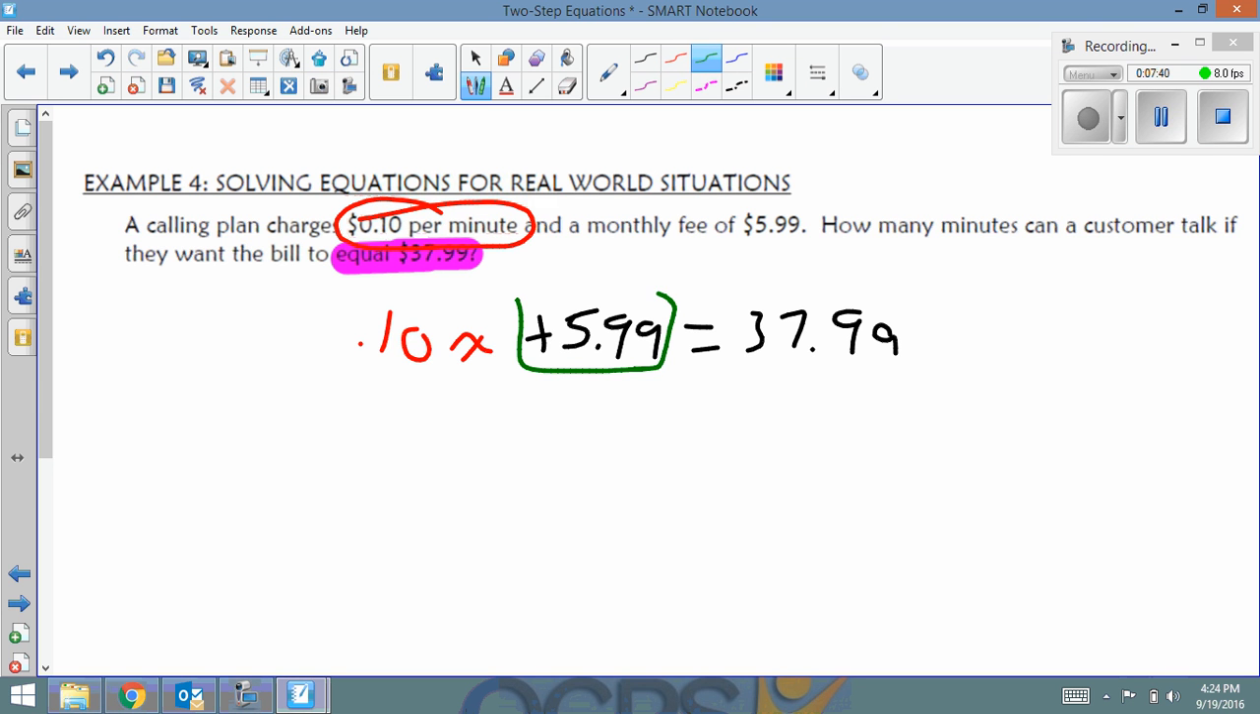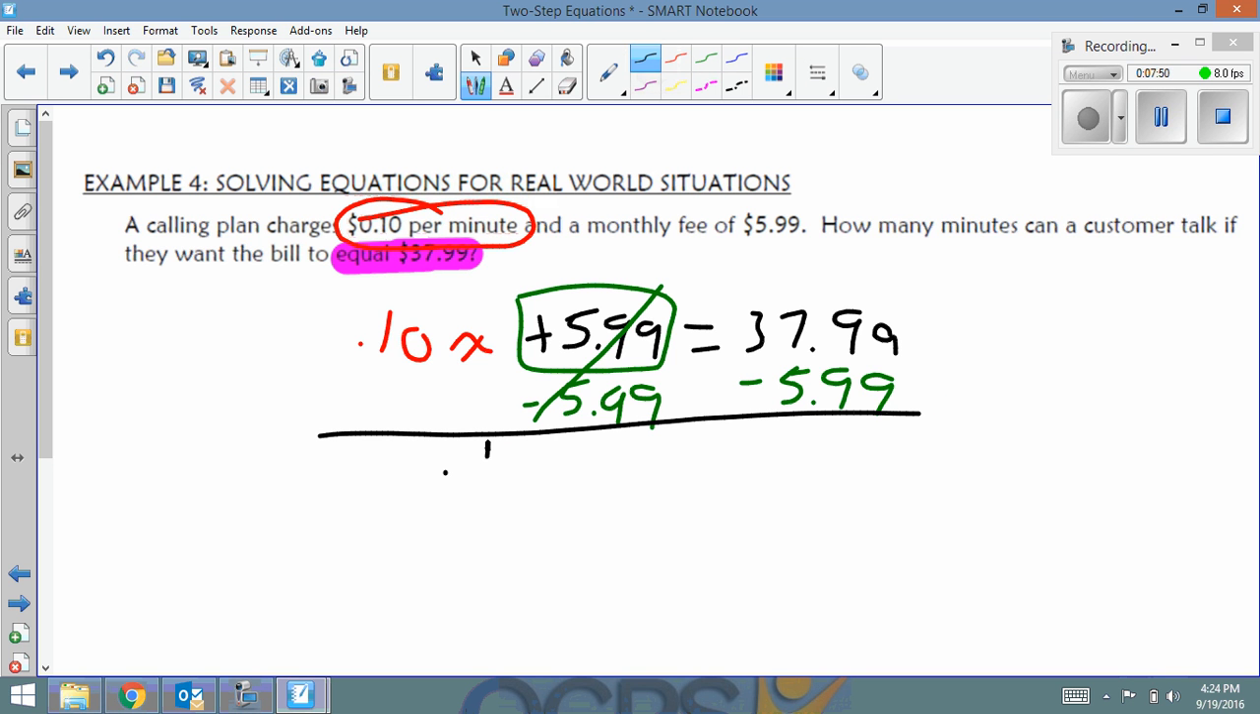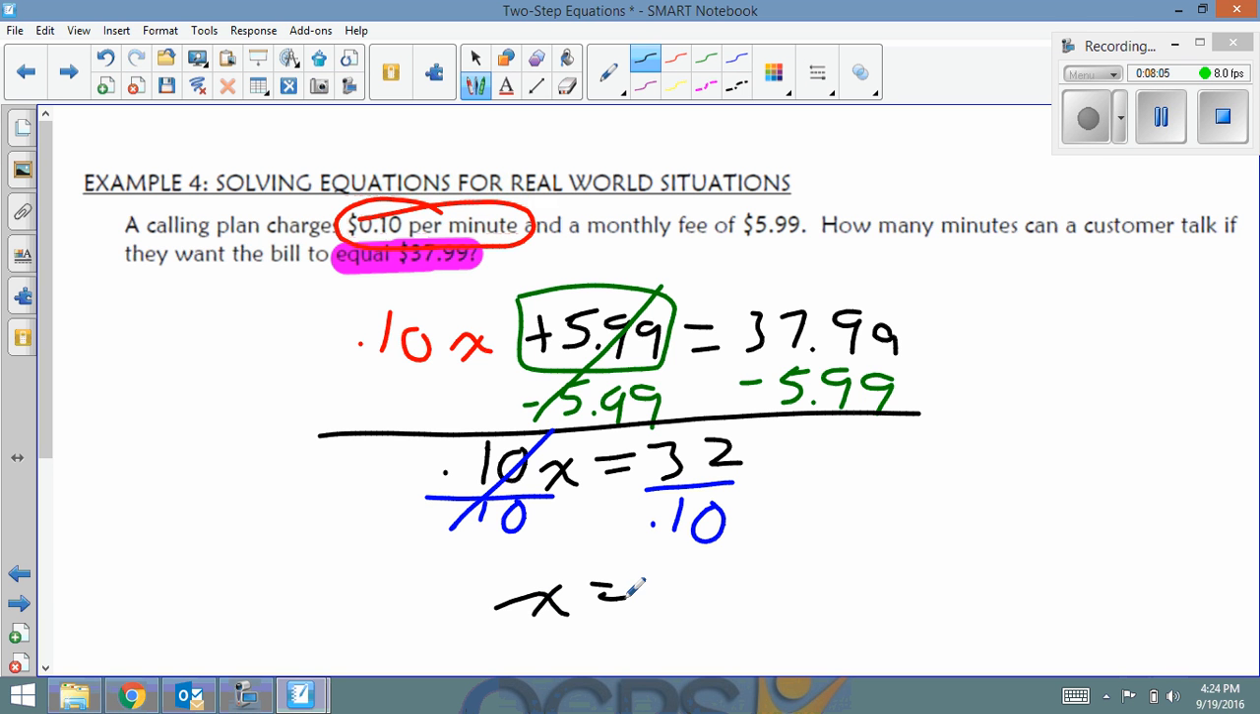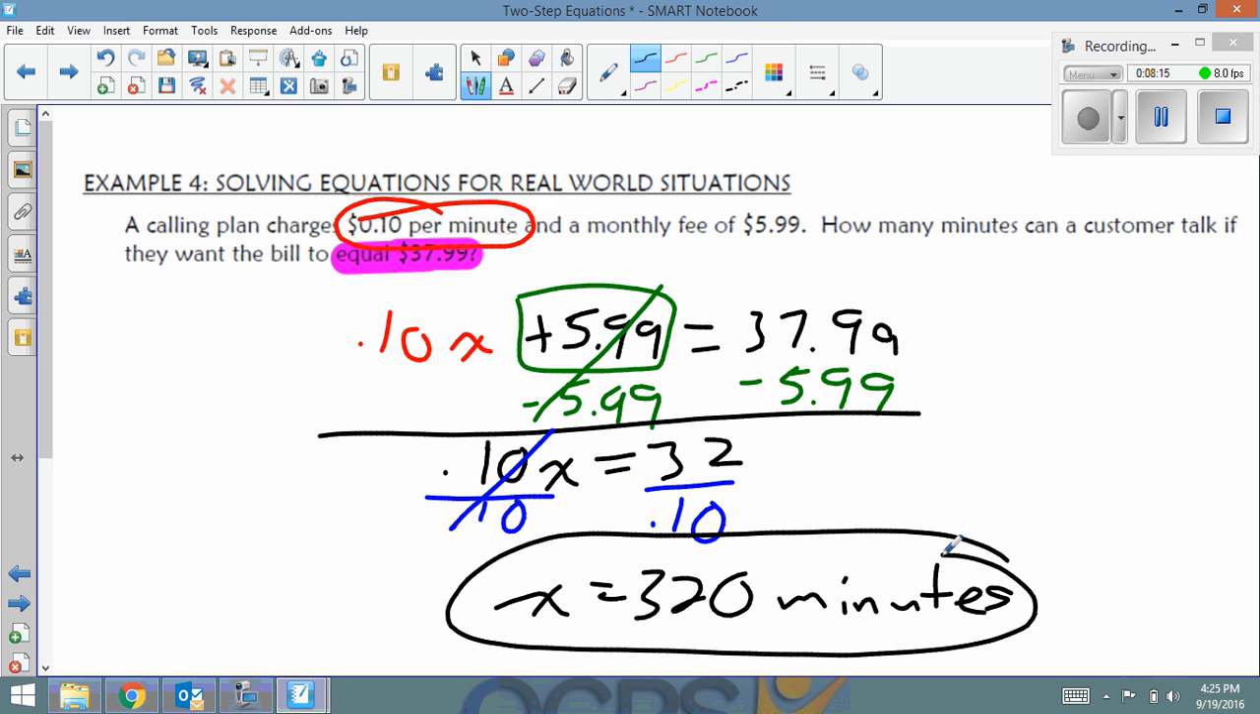So we want to take this 5.99 and subtract it from both sides because it's positive. So I get 0.10x is equal to 32. Then we're going to divide by that 0.10. And you're going to get x is equal to 320 minutes. You should always label your units with word problems. So 320 minutes. Okay?